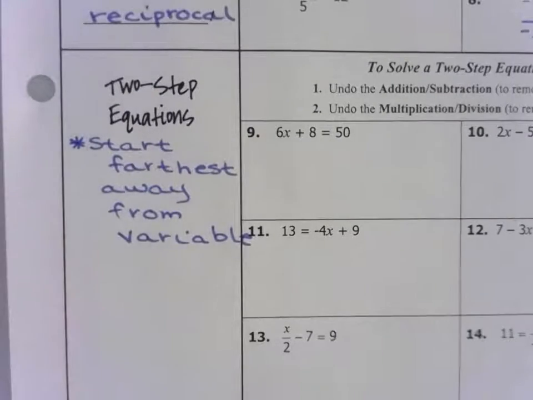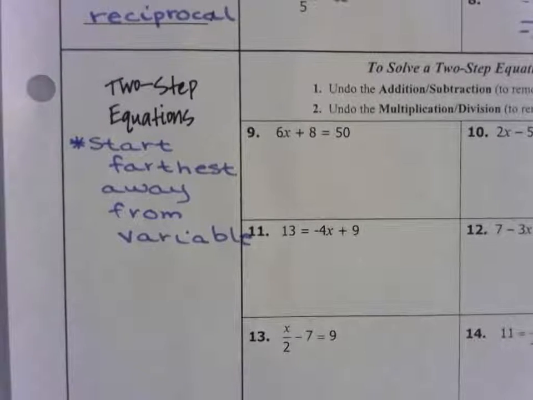So, two-step equation, the thing you need to remember is you start furthest away from the variable. So we're still trying to get the variable alone. We're going to get rid of that first. Okay. So the goal is still the same: get the variable alone. Now you're just going to have to do two things to get the variable alone. So let's look at number 9.